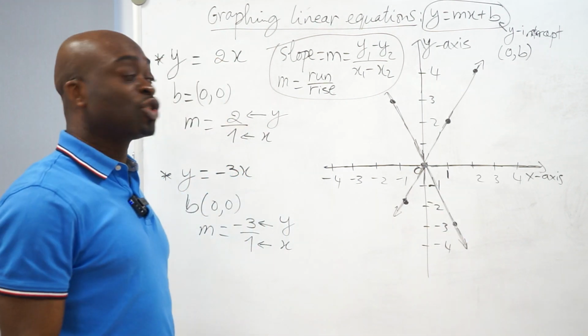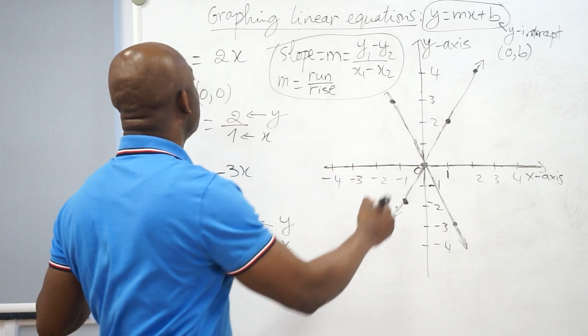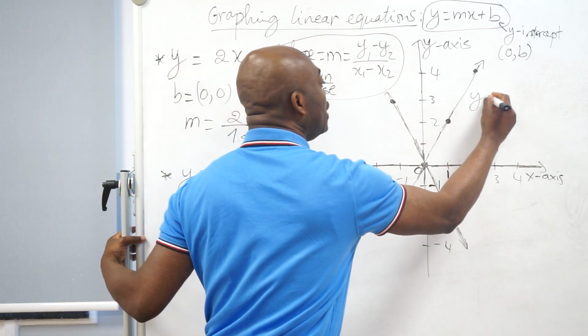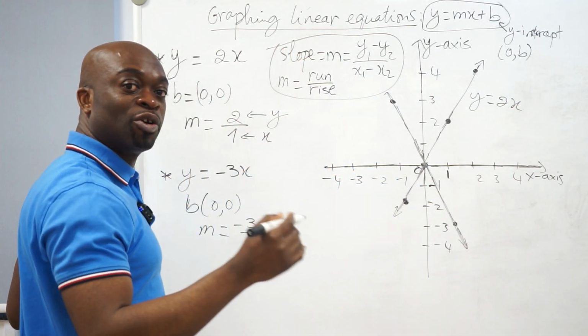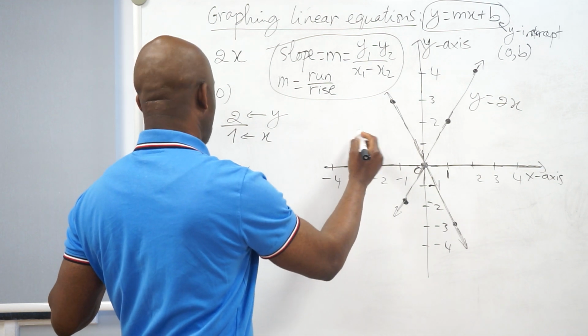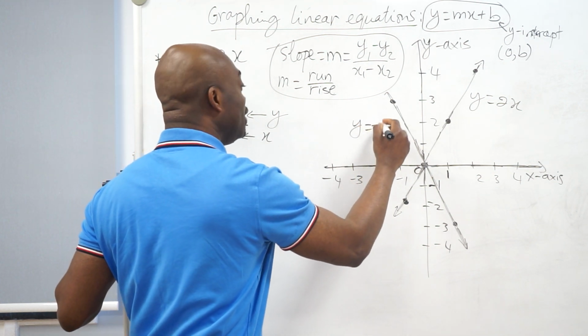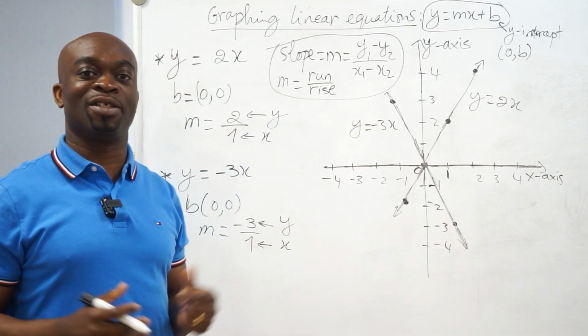All right? So now to name things in here, you can put for the first equation y equals 2x. Just to give them names so that you don't get confused. And then for the second line here, this one is y equals negative 3x. So that you differentiate the two lines. All right?